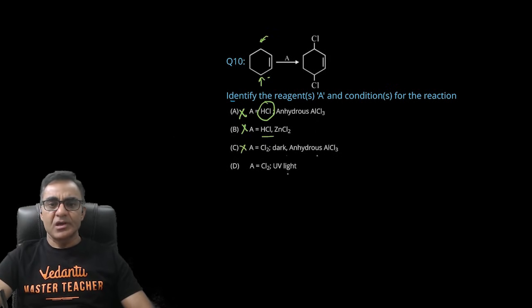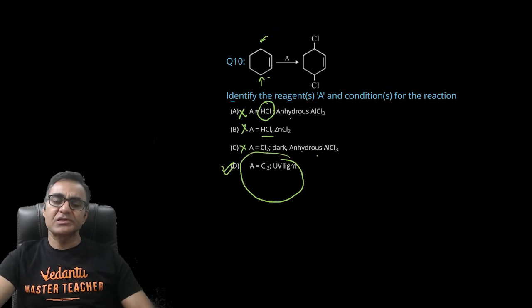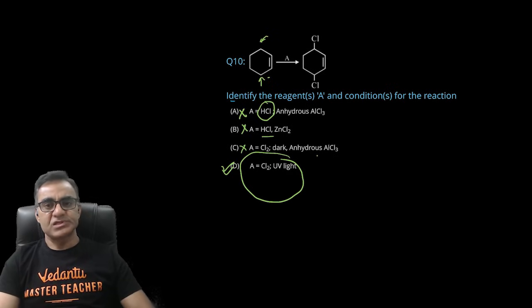में नहीं ले सकते। Chlorine and ultraviolet light, so D must be the correct answer of this question. Alright, light की presence में करेंगे तो selective allylic position पे halogenation हो जाएगा। Okay, so D is the right answer.